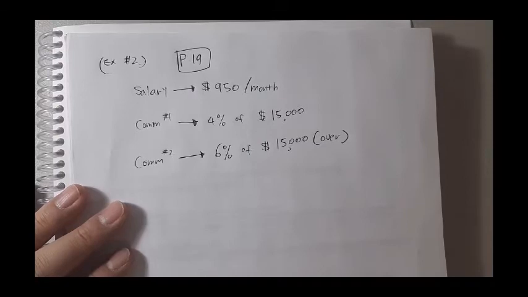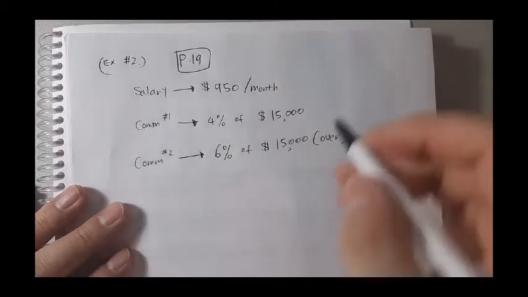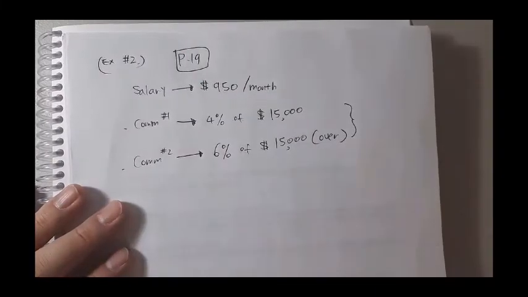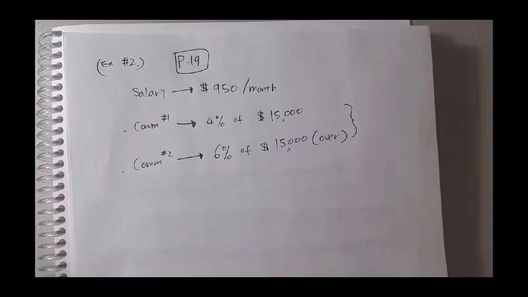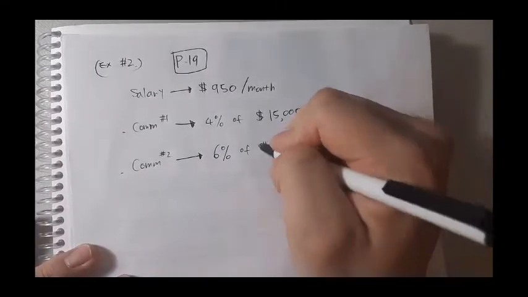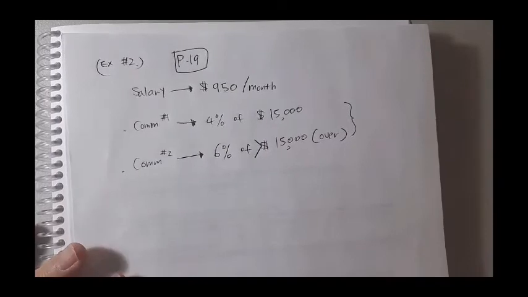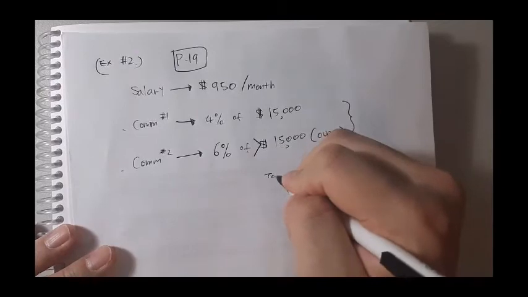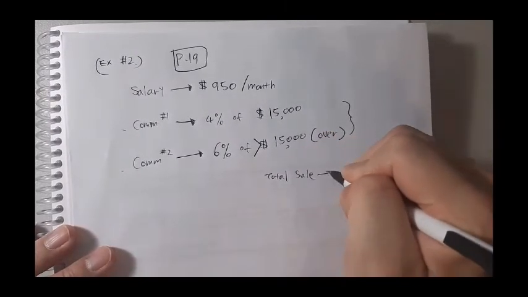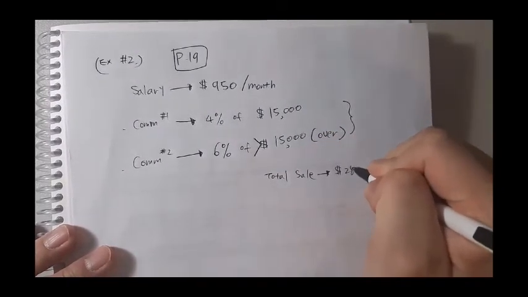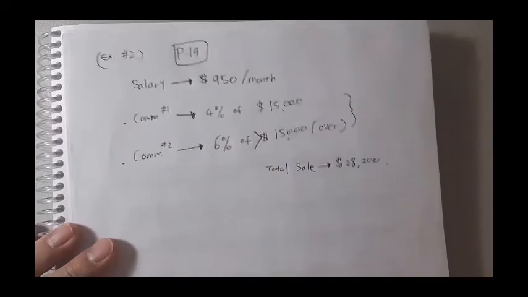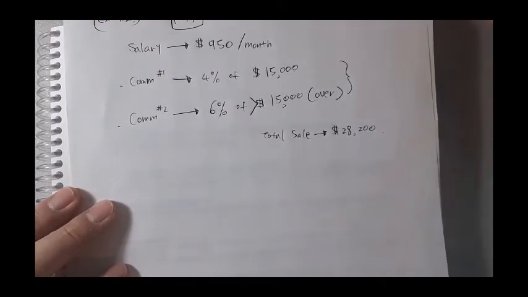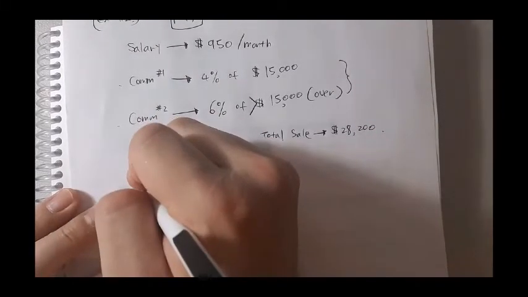So now the question is not fully finished. These two are useful information on commission work: 4% commission on the first 15,000 and 6% on the amount over the 15,000. Jasmine had a total sale, and that amount is $28,200. So we need to break this into parts. We have several things going on.